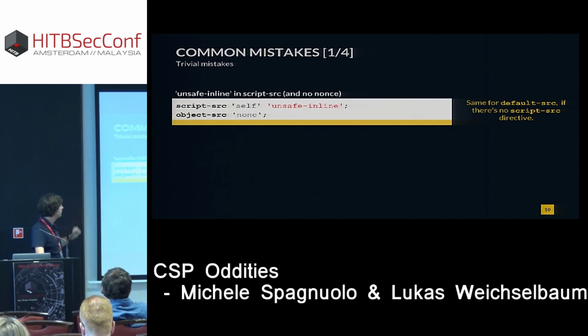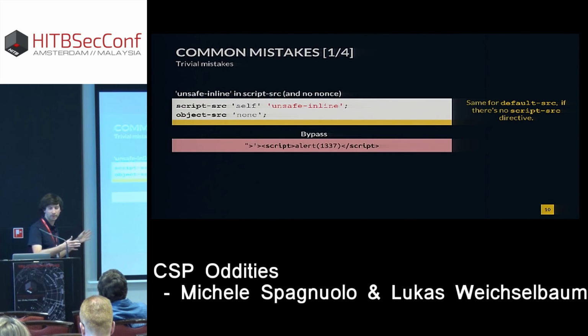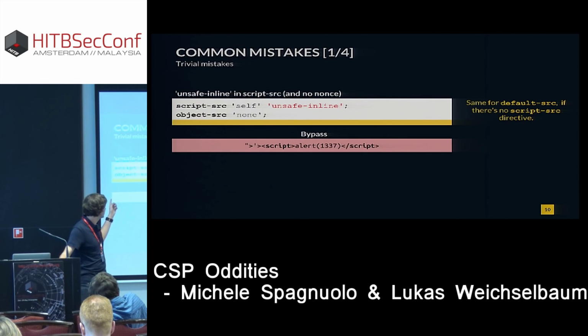As Michele already mentioned, if you have unsafe-inline in script source, you could just, as an attacker, inject something like that. Like reflected XSS, breakout and then script alert. So it's really useless. It totally defeats the XSS protection purpose of a CSP. The same holds true if there's no script source directive and only a default source, because then the default source becomes effective for script source.